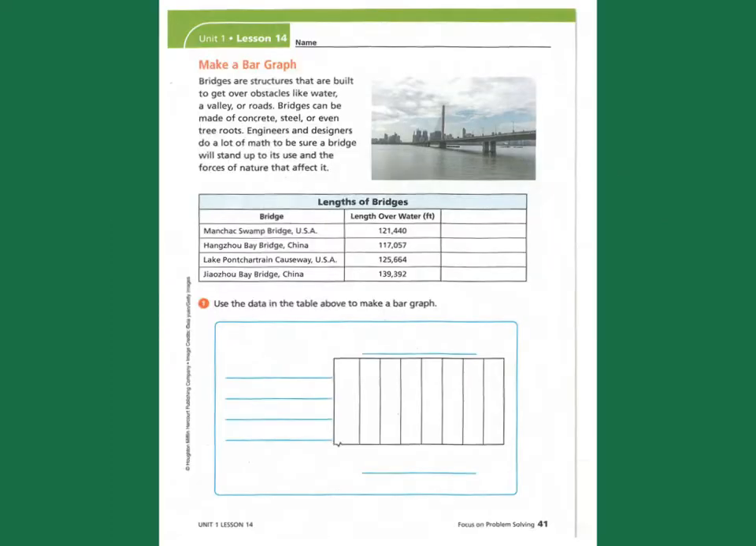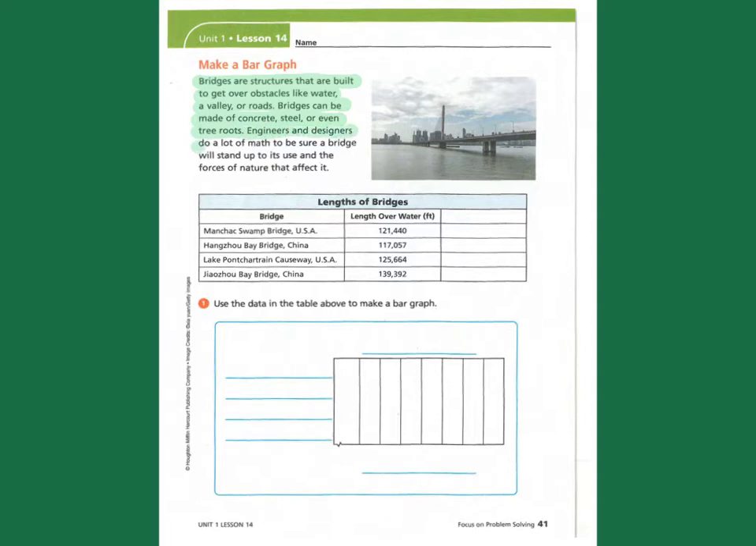Now that you have your practice book open to page 41, today we're going to be focusing on bridges, particularly 4 famous bridges in the United States and in China. Let's just read the top together here. It says, bridges are structures that are built to get over obstacles like water, a valley, or roads. Bridges can be made of concrete, steel, or even tree roots.